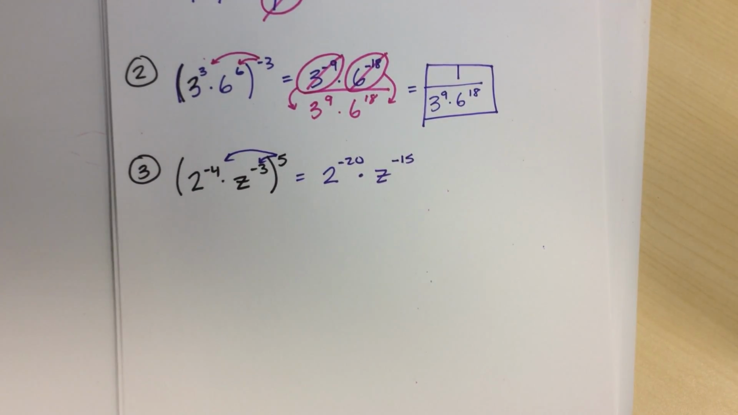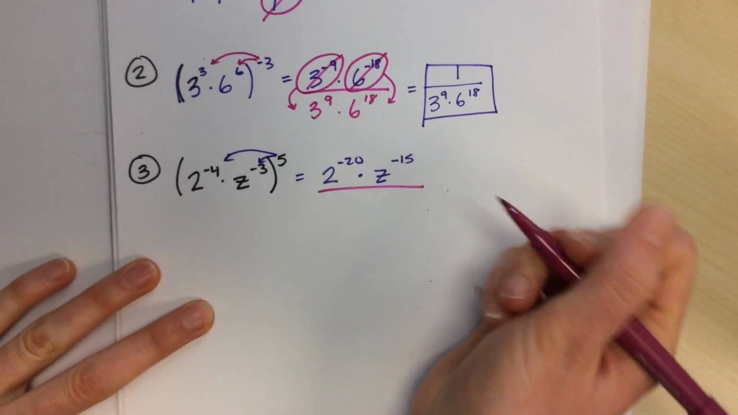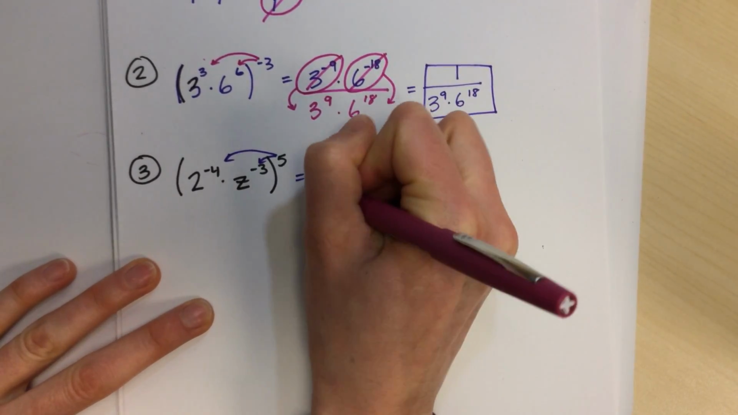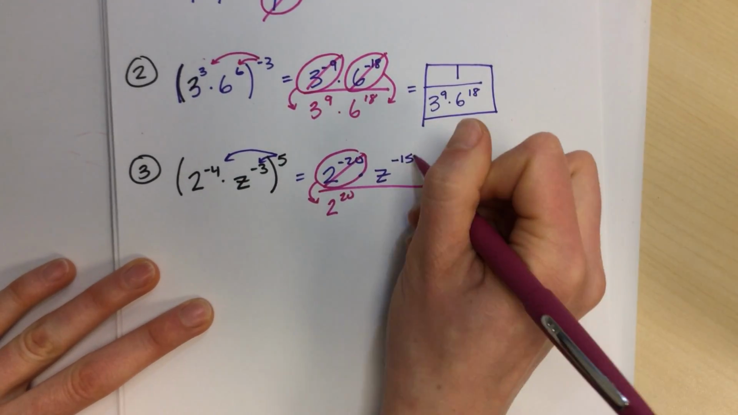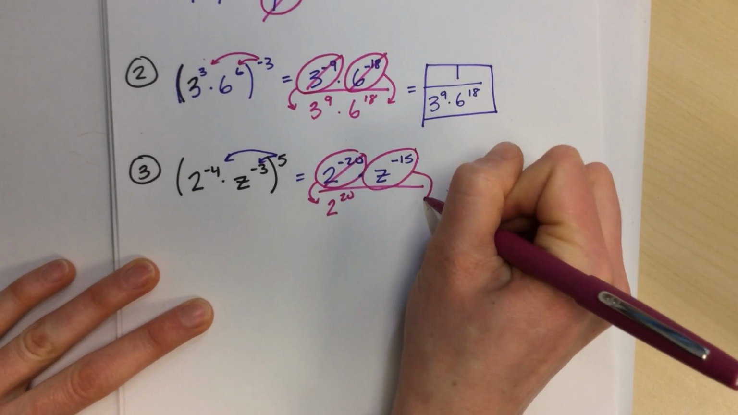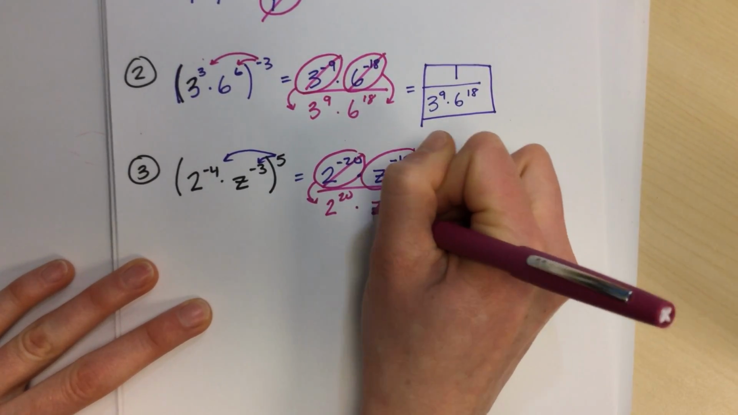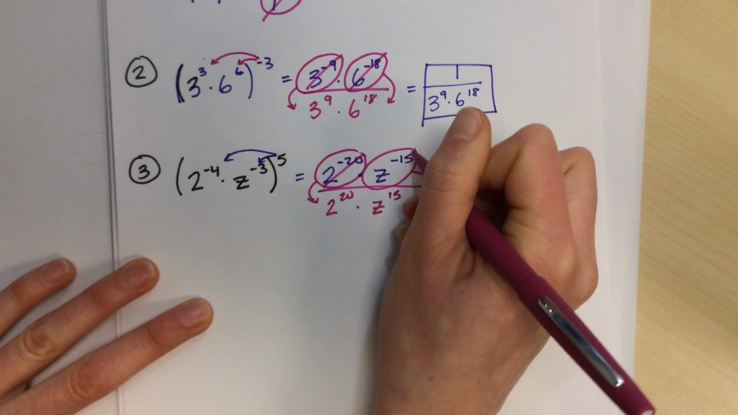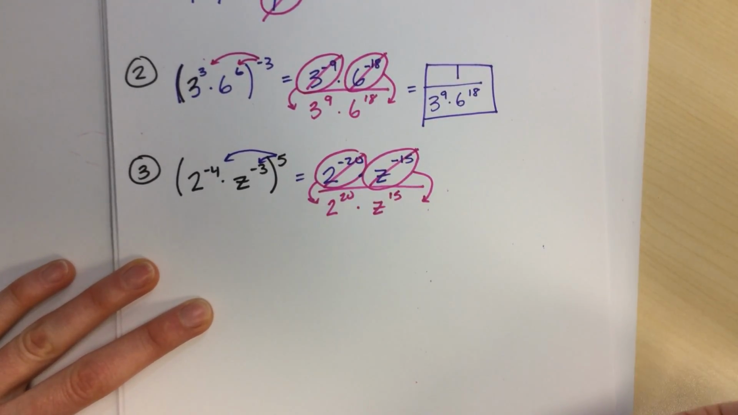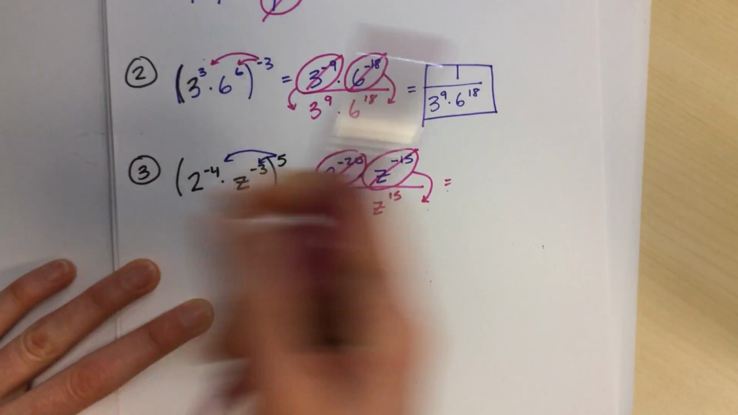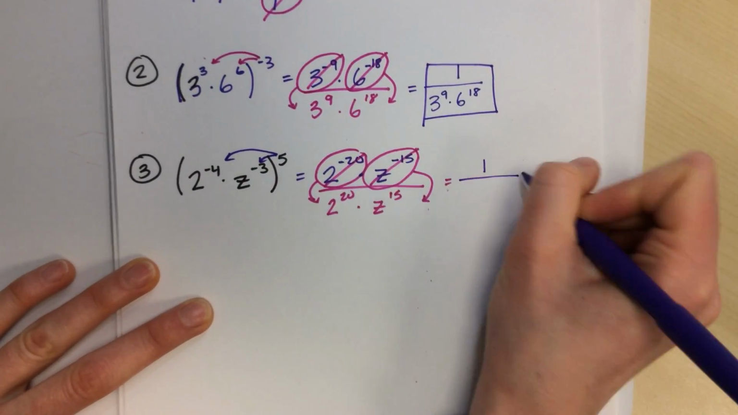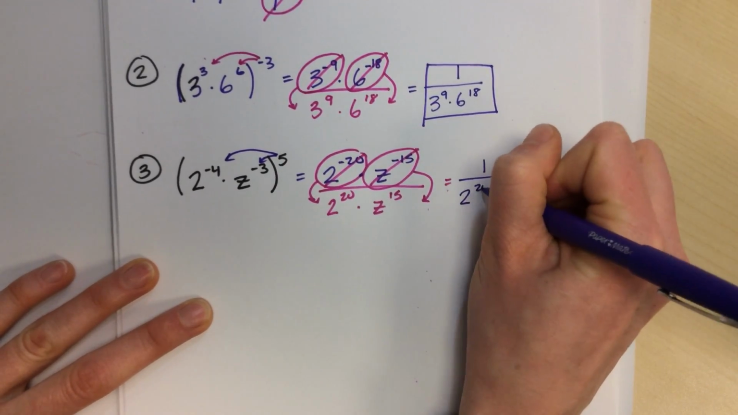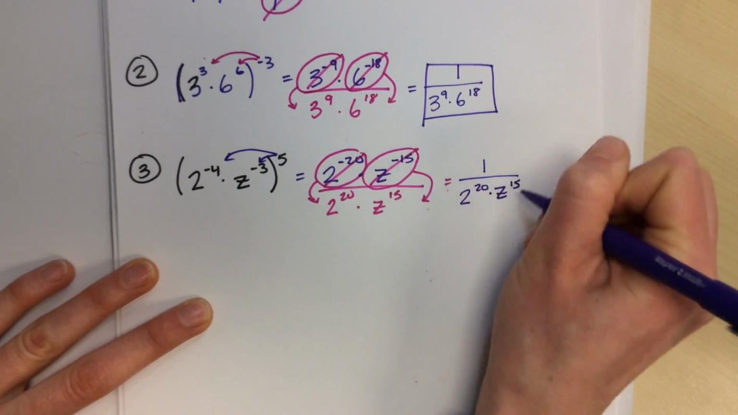Okay, again, we're stuck with 2 negative exponents. We have to flip those to the bottom of the fraction. So we take this guy, flip it, becomes 2 to the +20, and that goes away. Take z to the -15, flip it, and it becomes z to the +15, and that goes away. And then you're left with nothing on the top, so you have to have a placeholder: 1 over 2 to the 20 times z to the 15.